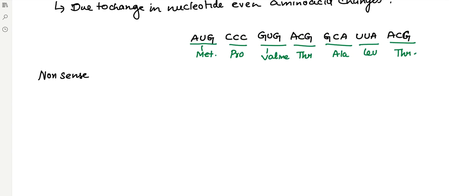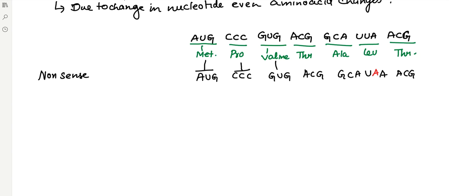Now see here. For example, this remains same: AUG, CCC, GUG, ACG, GCA, U. Now this U is converted to A, and the sequence is now UAA and ACG. Now what we'll see, this AUG will code for methionine, this will code for proline, this will code for valine, threonine, alanine, but this is a stop codon. So the translation will stop here.